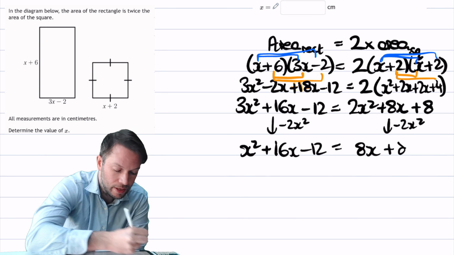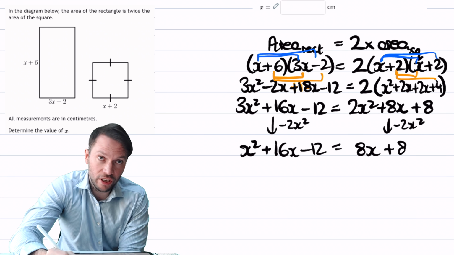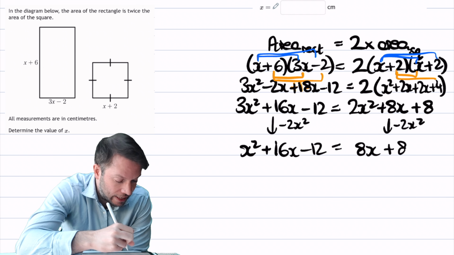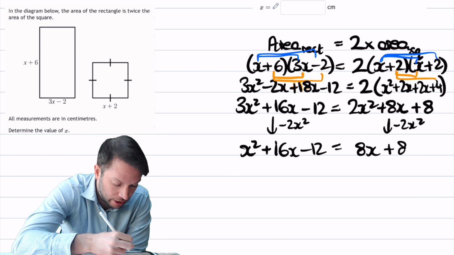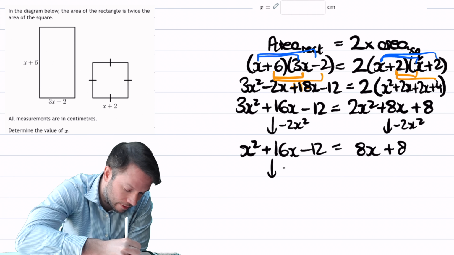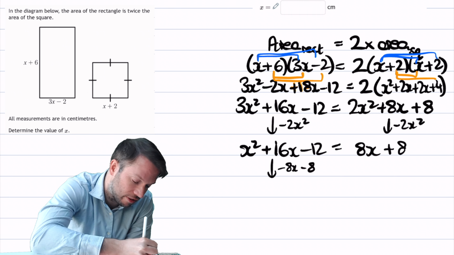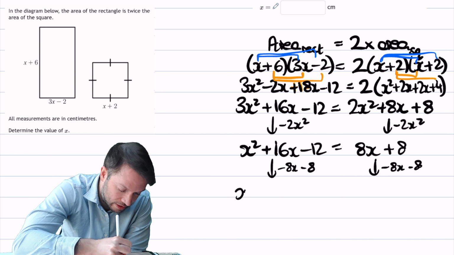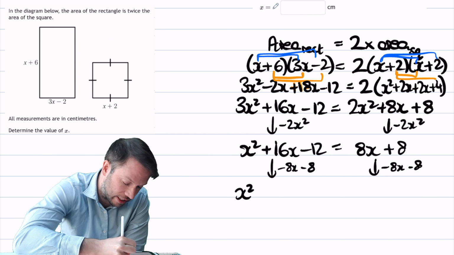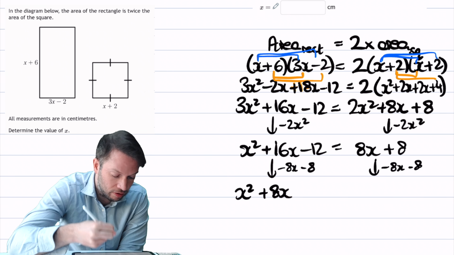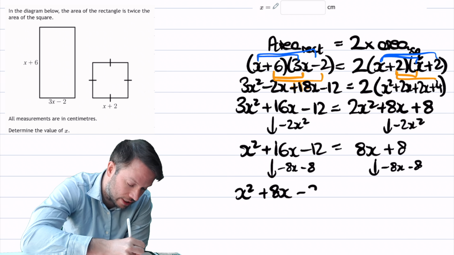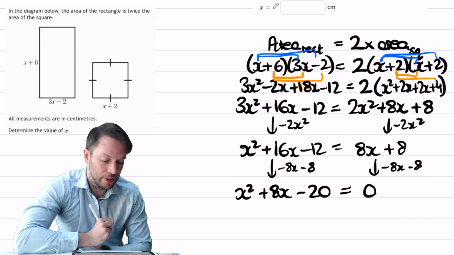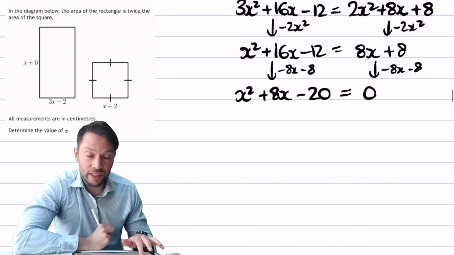8. Now, to solve a quadratic equation like this, you want to get 0 on one side. So I want to get rid of the 8x plus 8 on the right. So I'm going to minus 8x and minus 8 from both sides. So I'm going to have x squared. The 16x minus 8x is 8x. And the minus 12 minus 8 is minus 20. And on the right-hand side, it all just cancels, just leaving 0. Okay, that's good. I've got a simpler quadratic equation now.